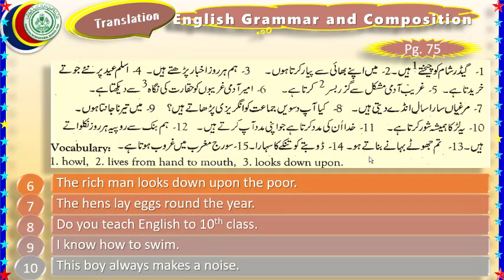Let us move forward. Part number 6 is given here. अमीर आदमी गरीबों को हिकारत की निगाह से देखता है. हिकारत की निगाह से देखना looks down upon. The rich man looks down upon the poor. मुर्गियां सारा साल अंडे देती हैं. The hens lay eggs round the year. क्या आप 10वीं जमात को अंग्रेजी पढ़ाते हैं? Do you teach English to 10th class? मैं तैरना नहीं जानता हूँ.